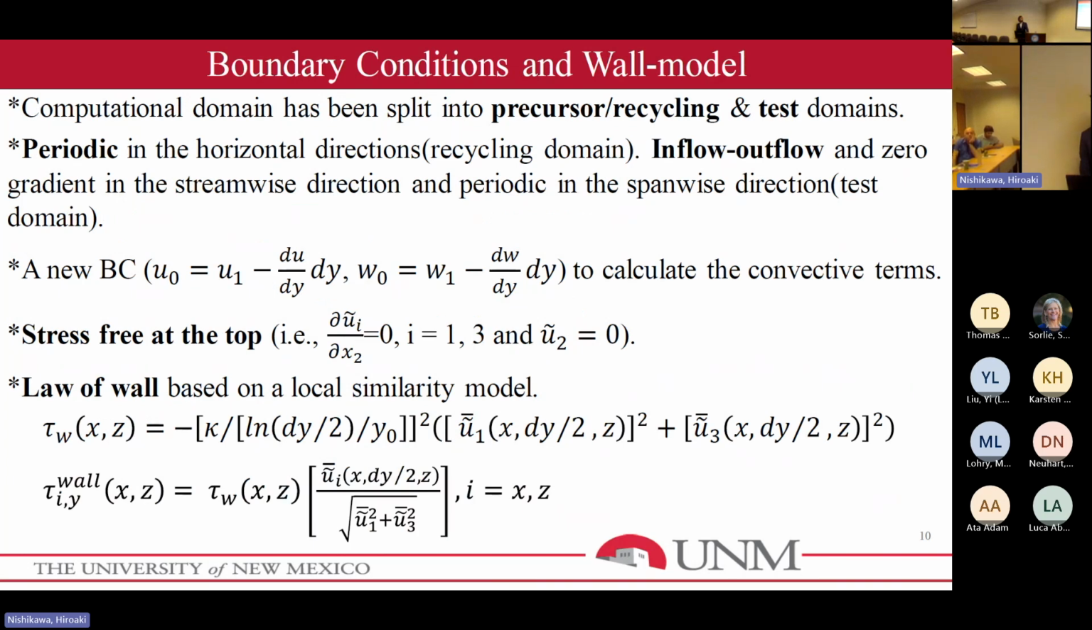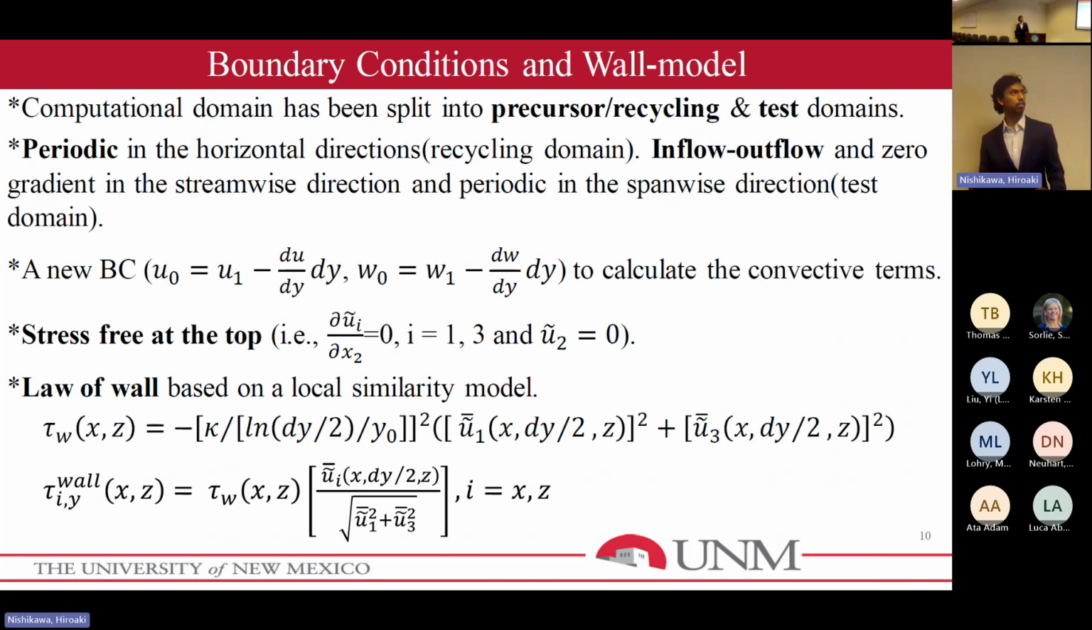So these are the boundary conditions. For the first domain, the precursor domain, we used periodic boundary conditions in the horizontal directions, and for the test domain, inflow and outflow boundary conditions with zero gradient in the streamwise direction, and periodic in the spanwise direction. And this is a new boundary condition. We tested several boundary conditions and found that this one was better to calculate the imaginary points needed for the convective terms. And a stress-free boundary condition was used at the top.